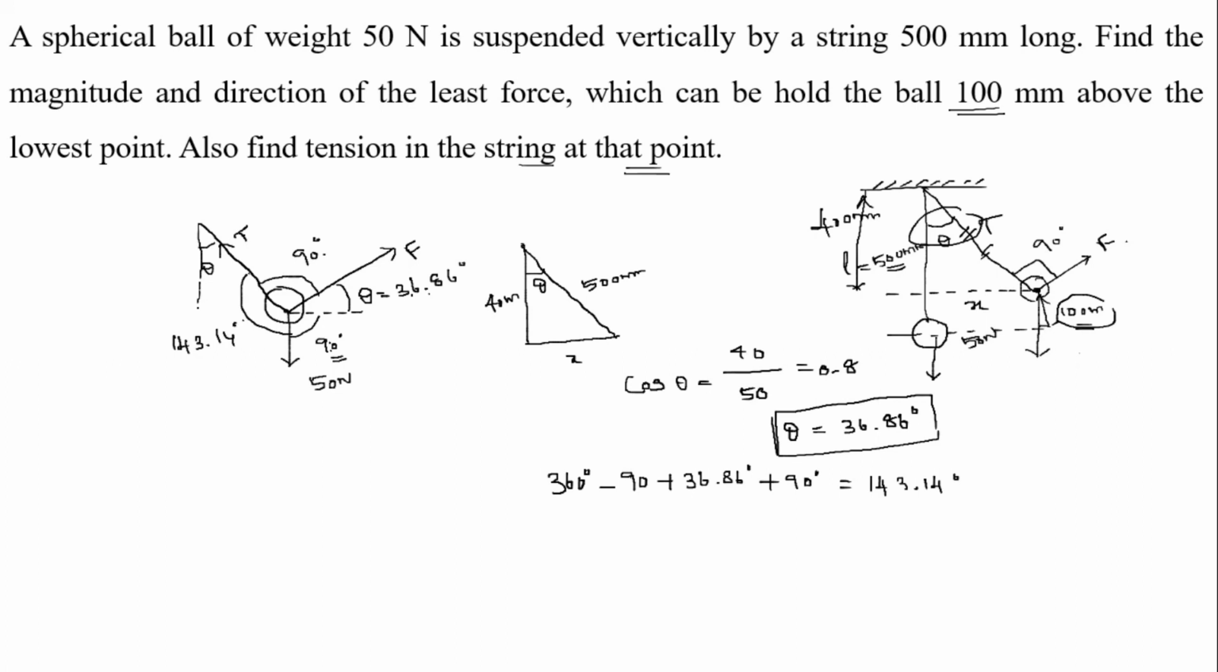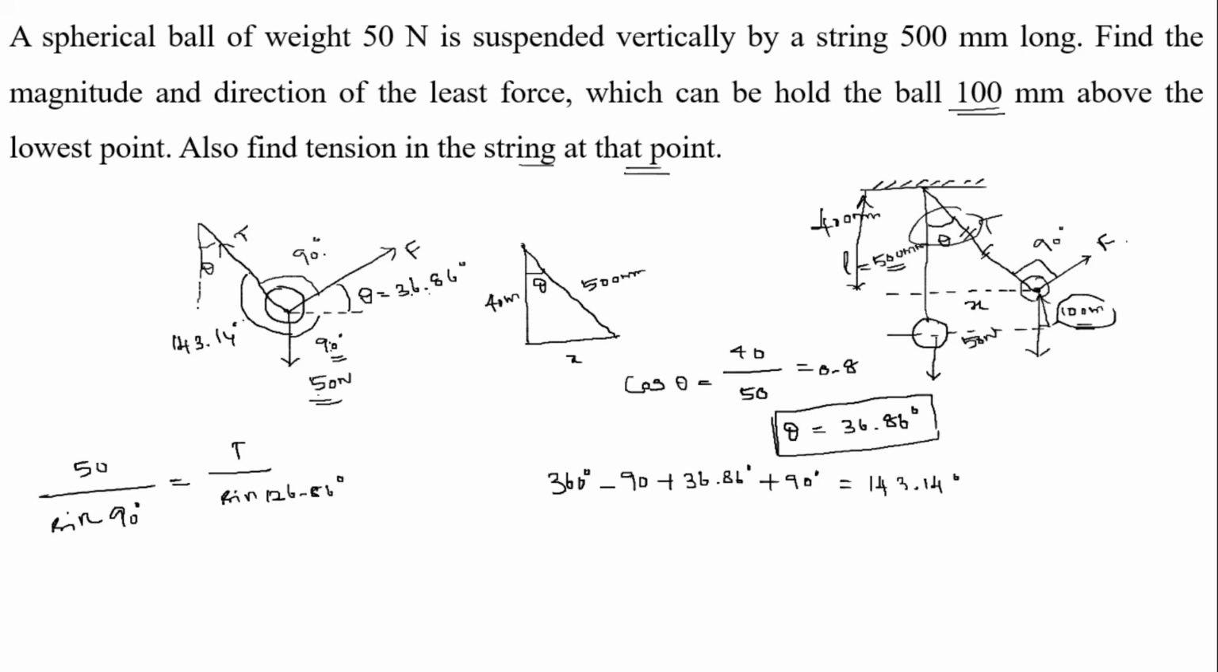Now apply Lami's theorem, because three forces are there. So Lami's theorem: 50 Newton divided by the sine of the included angle between tension and force, 90 degrees. Clear? And this is equal to tension T divided by the sine of the included angle between weight and force, which is equal to 90 plus 36.86, which is equal to sine of how much?